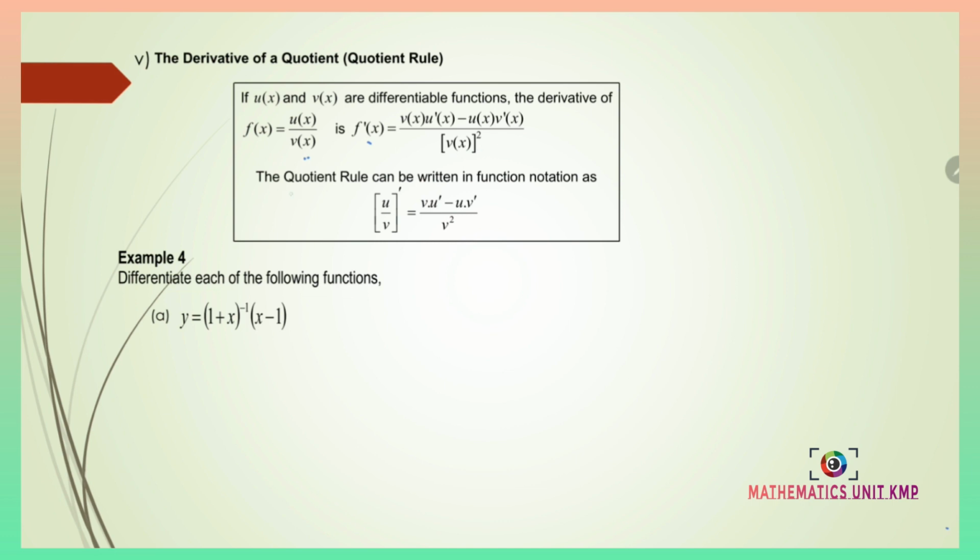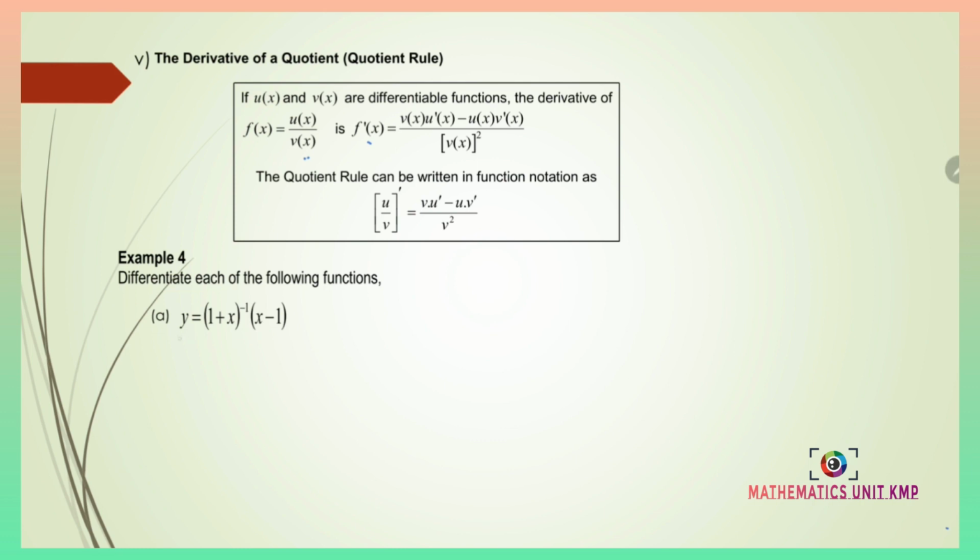In short, the quotient rule can be written in function notation as (u over v) prime equals, don't forget we have to use the v first, v u prime minus u v prime over v squared. Let us look at the example here. Differentiate each of the following functions.